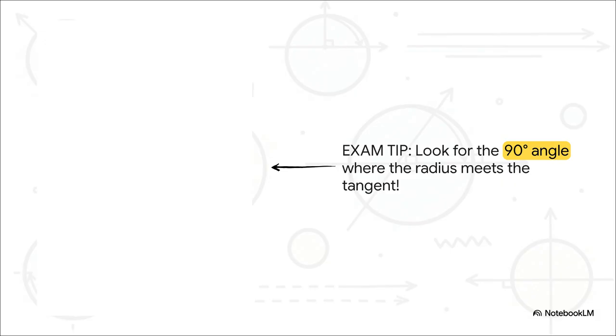So, how does this help with our puzzle? Well, look. See where the radii OP and OQ meet the tangents AP and AQ? Right there, at points P and Q, boom, we have 2 90-degree angles. This is a massive clue. So here's a big exam tip for you. Always be on the lookout for that hidden right angle. It's so often the very first step to finding the solution.